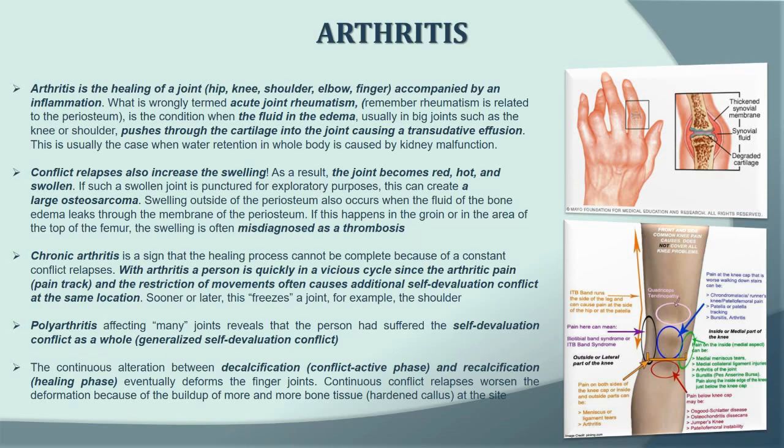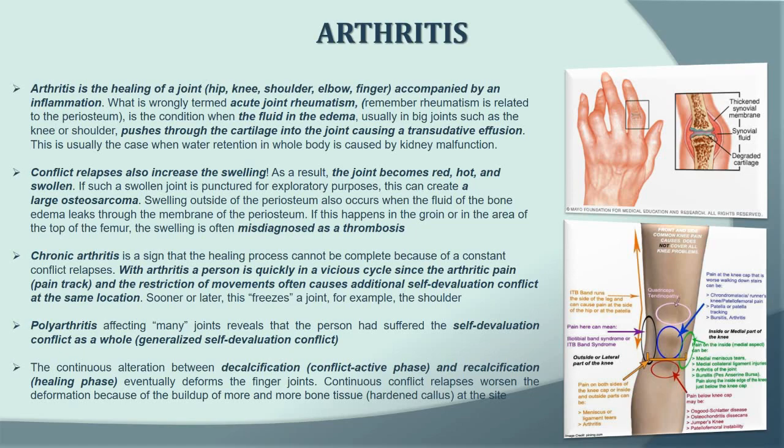Chronic arthritis also is a sign that the healing process cannot be complete because of a constant conflict relapse. With arthritis, a person is quickly in a vicious cycle, since the arthritic pain, so pain track, and a restriction of movements often causes additional self-devaluation conflicts at the same location. Sooner or later, this freezes a joint, for example, your shoulder joint. Polyarthritis, affecting many joints, reveals that the person has suffered the self-devaluation conflict as a whole. So it has become a generalized self-devaluation conflict.